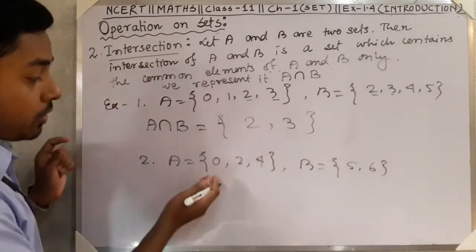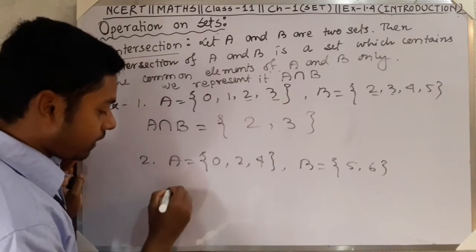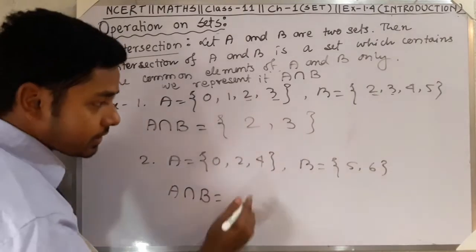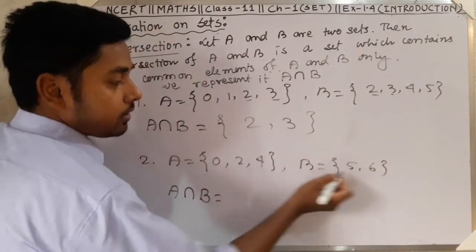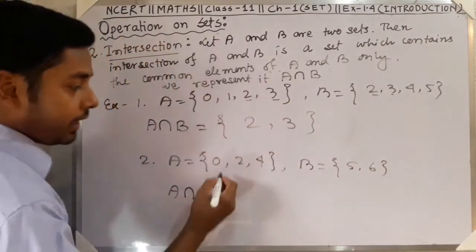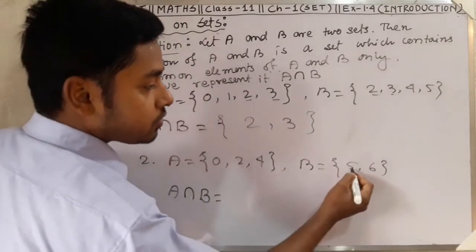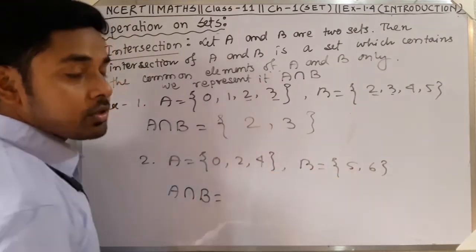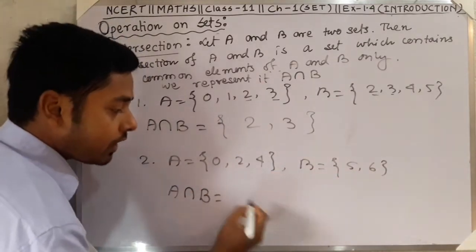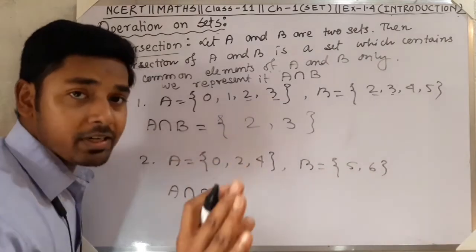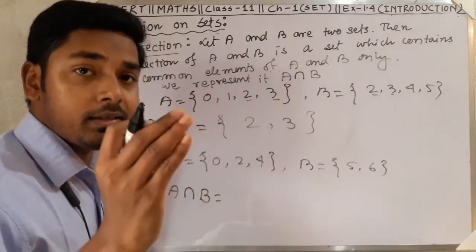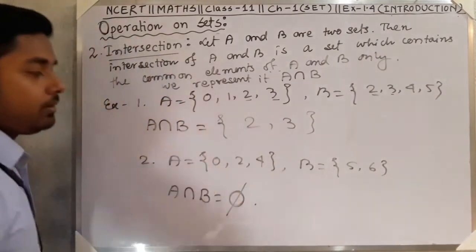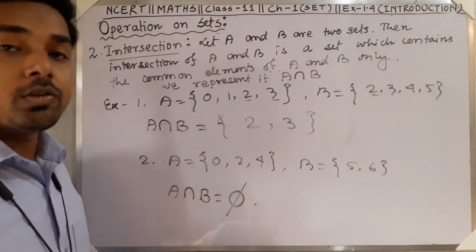Now suppose question number 2. Here also we have to find A intersection B. You can see no element is common. A is equal to {0, 2, 4} and B is equal to {5, 6}. No common element means no elements, and no element means it is an empty set, and the empty set is denoted by phi. Pause the video to note it down.